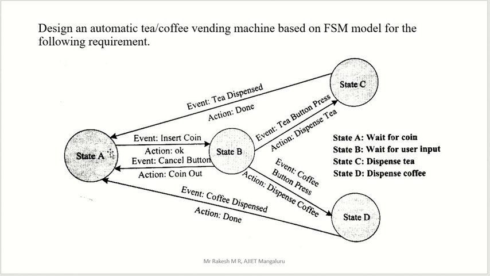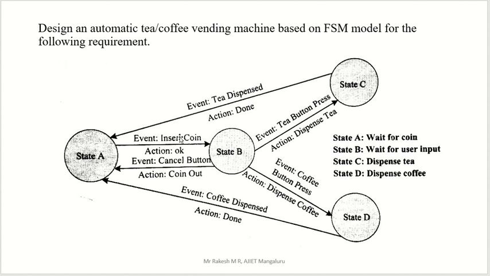Now start with state A. That means first we will start with state A, wait for a coin. Initially state A is waiting for a coin. Now you go near the machine, and the event is that you insert a coin, you are putting in a coin.